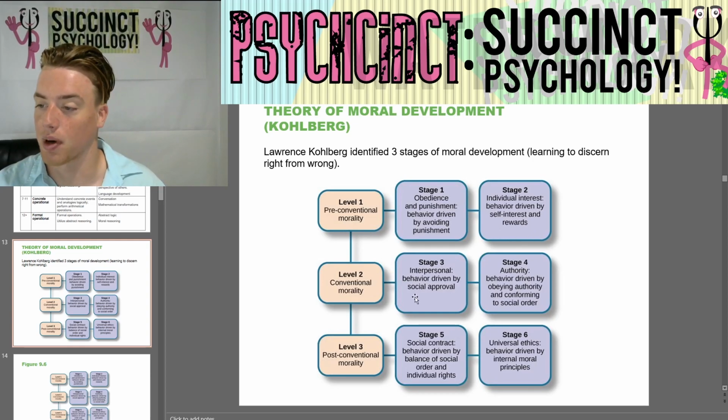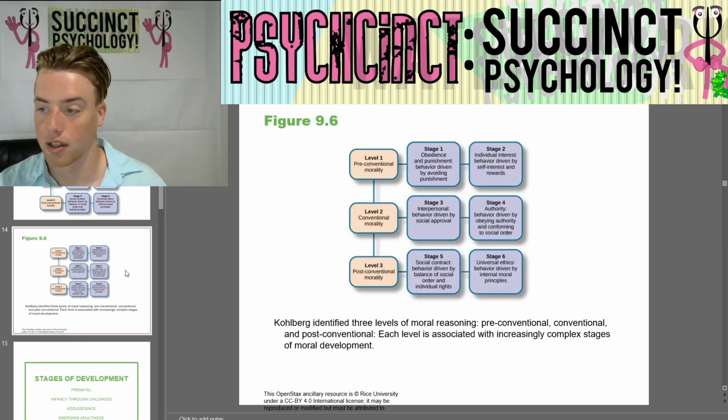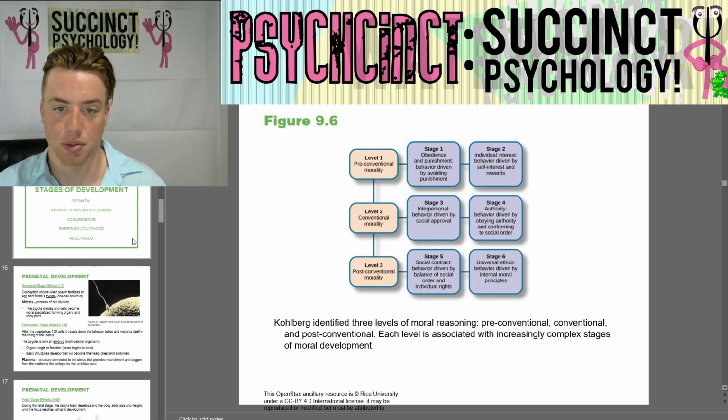Level 2 is conventional morality. We have stage 3, which is interpersonal, behavior driven by social approval, and stage 4, authority, behavior driven by obeying authority and conforming to social order. And then we have level 3, which is stages 5 and 6, social contract, behavior driven by balance of social order and individual rights. And stage 6 is universal ethics, behavior driven by internal moral principles. So, Kohlberg identified 3 levels of moral reasoning: pre-conventional, conventional, and post-conventional, each level associated with increasingly complex stages of moral development, as we just went through.